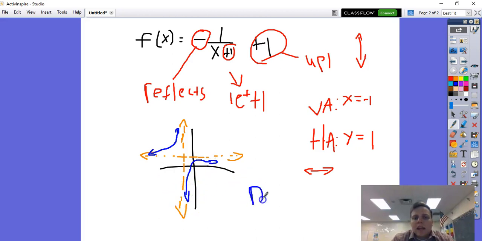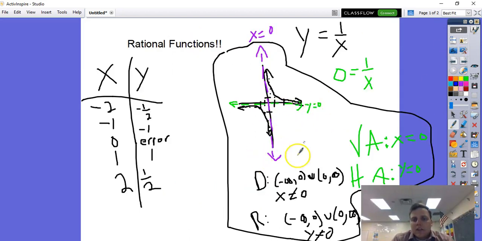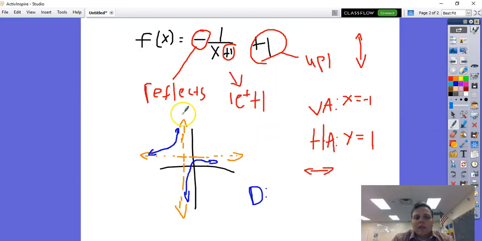Alright? So the last thing I just want you to simply do is tell me the domain and range. Well, the domain was negative infinity to 0, 0 to infinity on the parent function. But remember, that's because I had a vertical asymptote at x equals 0. This time I have a vertical asymptote at x equals negative 1. So the domain is negative infinity to negative 1, unioned with negative 1 to infinity. Or you could just say x cannot equal negative 1.